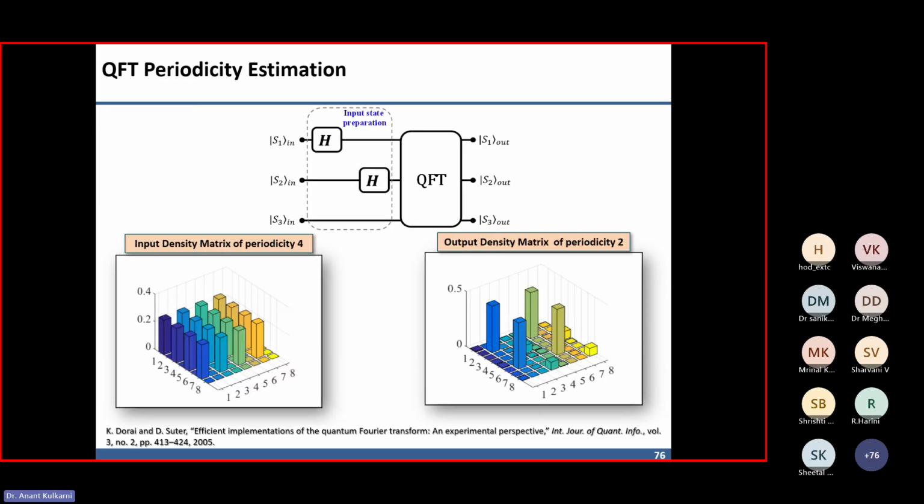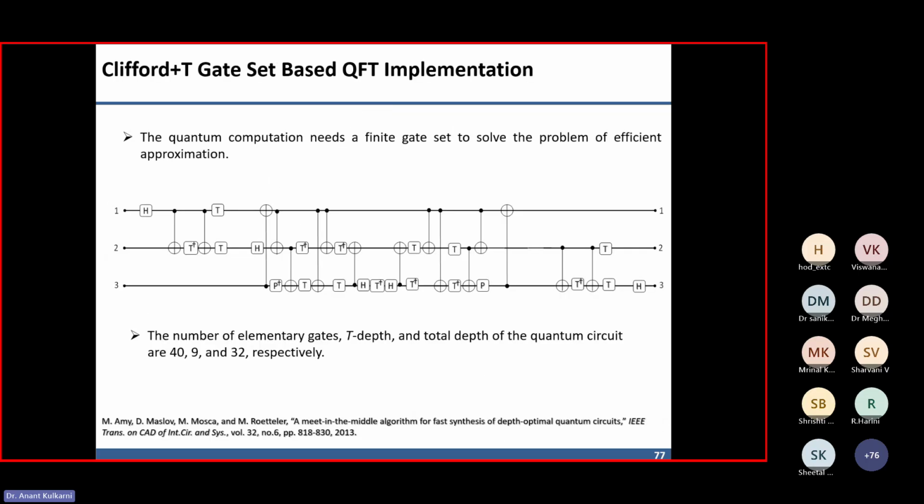So this is a QFT periodicity estimation. How to estimate the periodicity? So we just implemented it. What we have found is from the input density matrix of periodicity 4 to the output density matrix of periodicity 2. So it was given in efficient implementations of the quantum Fourier transform and experimental perspective.